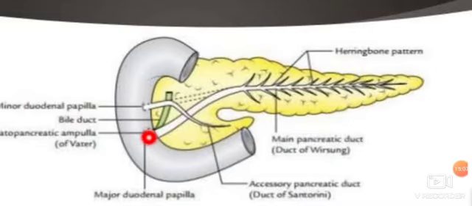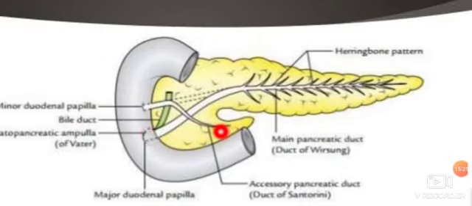You must have seen the interior of the second part of the duodenum, where we can see both the minor duodenal as well as the major duodenal papillae. The minor duodenal papilla is above, the major is below. The major receives the hepatopancreatic duct, that is a combination of the bile duct as well as the main pancreatic duct.